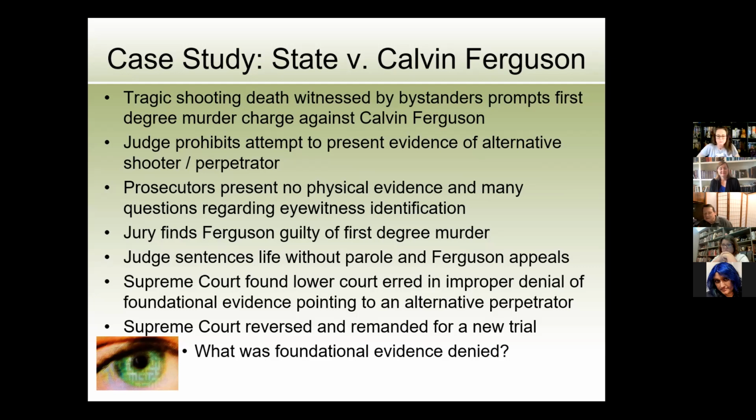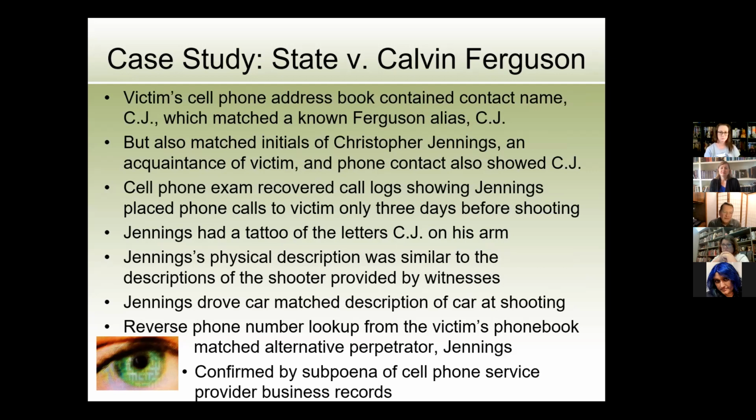All right. So what was the foundational evidence that was denied by the judge? The victim's phone address book contained a contact name for CJ, and CJ was an alias that Calvin Ferguson used. That was the basis upon which he was convicted. But those initials, CJ, also matched the initials of Christopher Jennings, who was another person, an acquaintance of the victim. And in fact, in the victim's phone, there was a contact record showing CJ, and by that, Christopher Jennings, not Calvin Ferguson. So there's two CJs in this victim's life, right?